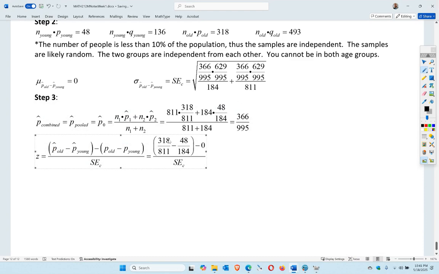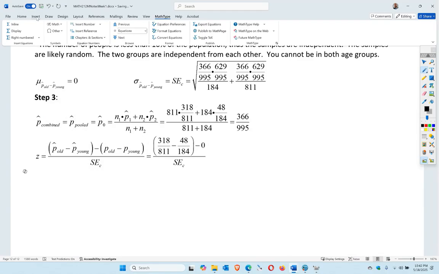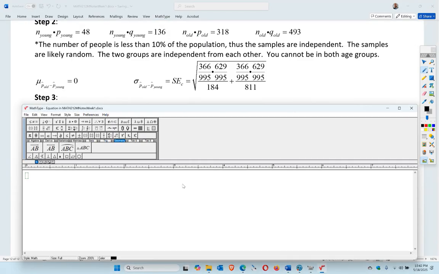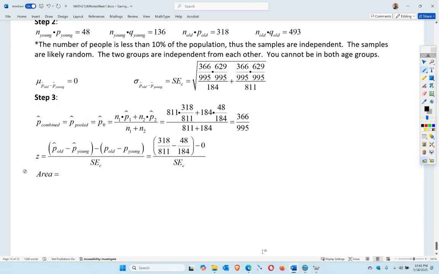So we need to put those into the spreadsheet to get the area now. So that is going to give us the area. So MathType, area equals, and we'll pause there and come back. All right, so we're going to go to our spreadsheet now and put these various things in. Okay, so we want P combined and Q combined.